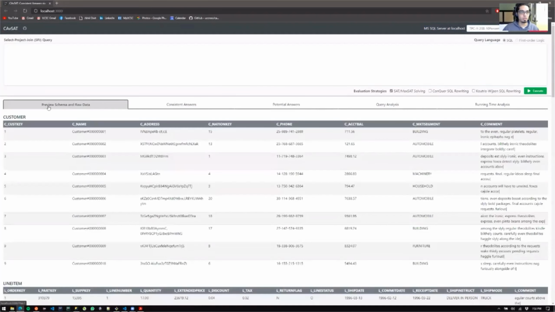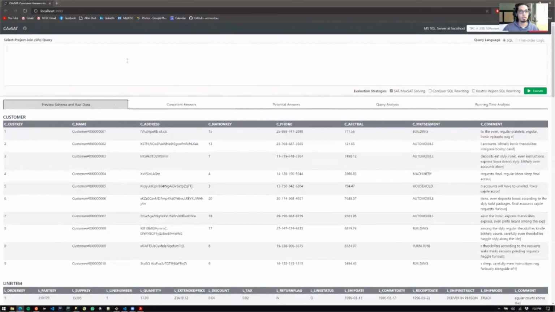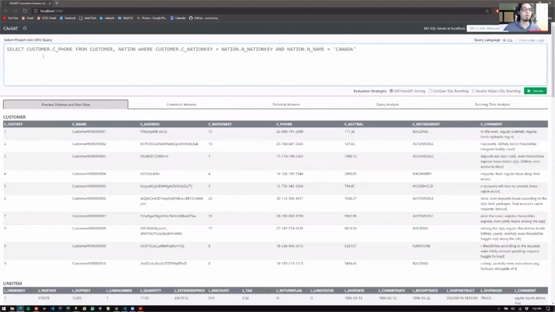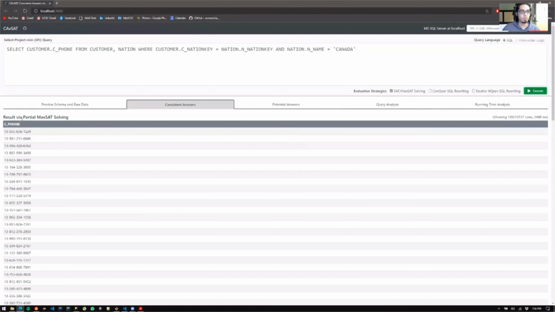And if you look at the schema and raw data, you see there are tables like customer, line table, nation, and so on. So let's say you want to quickly find out, let's say this is a query. You want to find out phone numbers of the customers that belong to Canada. So when you evaluate the query, this gives you the consistent answers that are computed via partial maxsat solving.